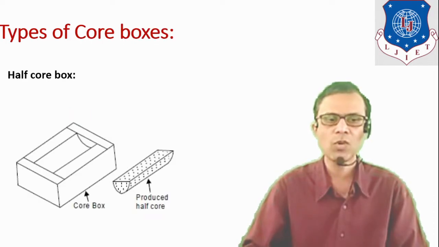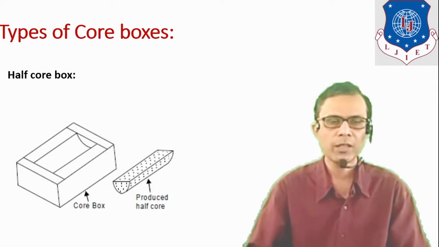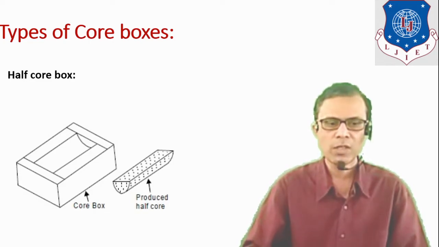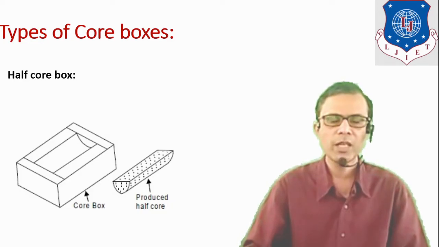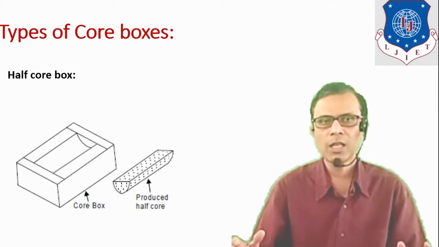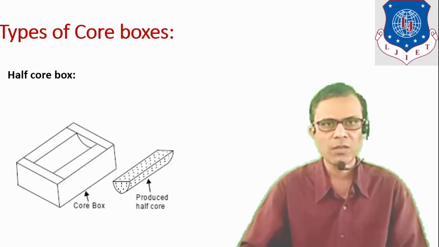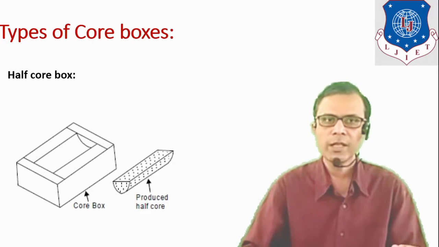The first type of core box is the half core box. Here a half core box is shown in this diagram. So the core is made in two half parts. If the core is symmetrical, then this type of core box can be used. So here it is a core box, and by using this core box we can produce half of the core. The other half can be stuck, pasted or cemented together with the first half, so it will produce the required core.